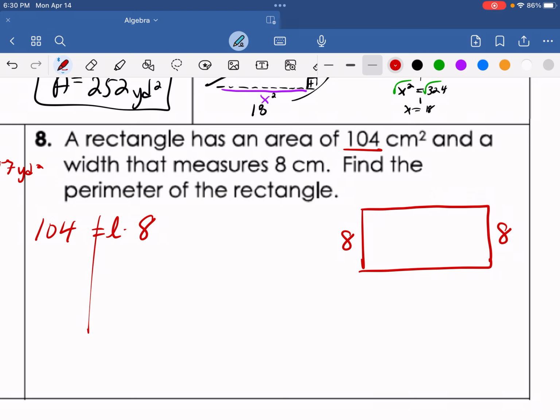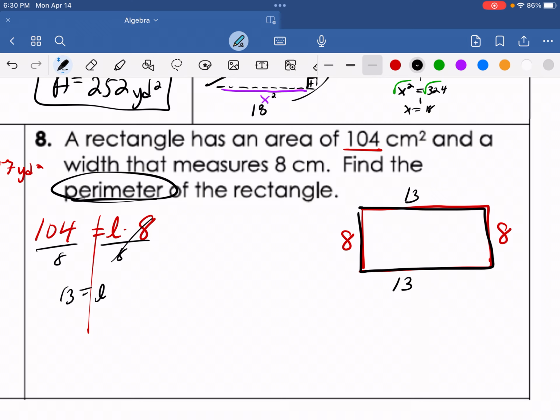And now we're trying to find how long it is. Okay, so if it's multiplying by 8, the opposite is to divide by 8. So 104 divided by 8. And we get the length is 13. So it means the top is 13 and the bottom is 13. And the question is find the perimeter. Perimeter is how much it is when you add up all the sides. So we're going to add up 8 plus 8 and 13 and 13.